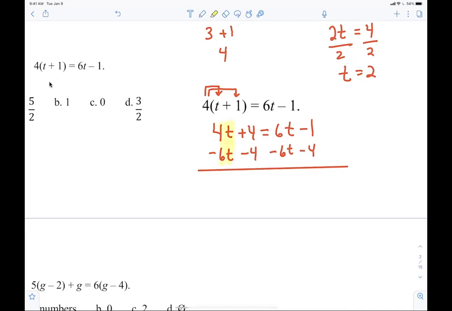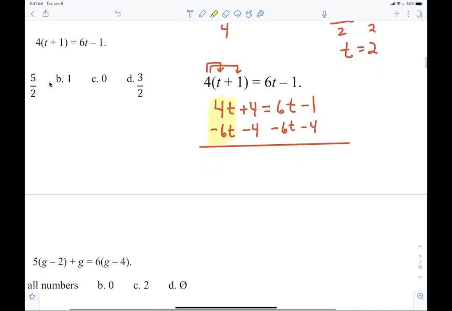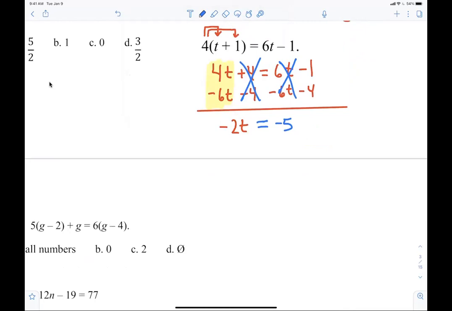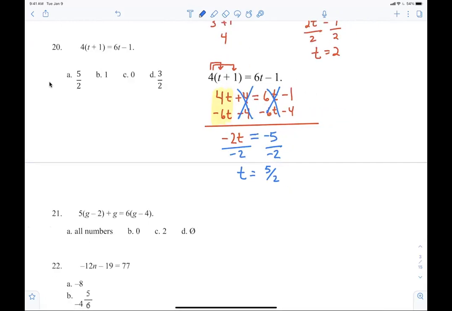So what happens to 4t minus 6t? Negative 2t. What happens to the plus 4 and the minus 4? 6t, negative 6t. And so negative 2t equals what? Negative 5. And then how do I get rid of this? Divide by negative 2. So t equals what? 5 over 2. Everybody okay with that?